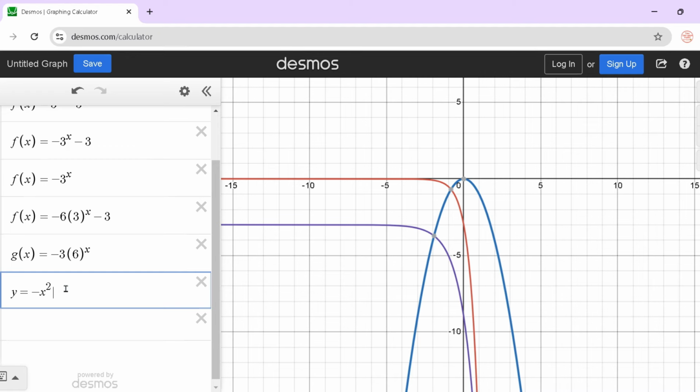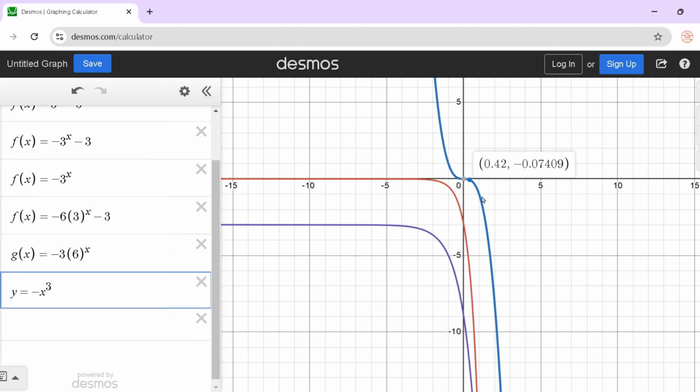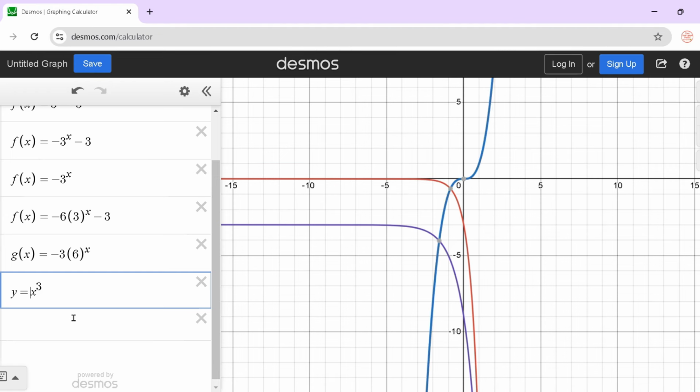Same with x cubed. We could look at that and see what we know about an x cubed. Does that have a minimum or maximum value? Nope. To the left, it goes up into infinity, and to the right, it goes down into infinity. That's the negative version. Here's the positive, and it goes down into infinity and then up into infinity. It has no minimum or maximum.